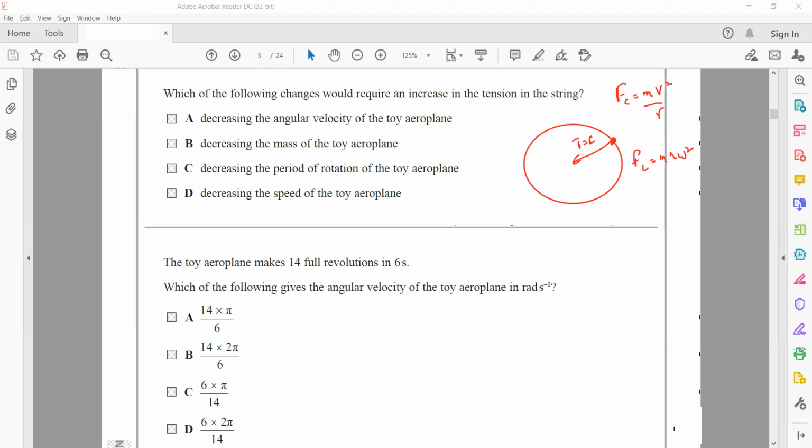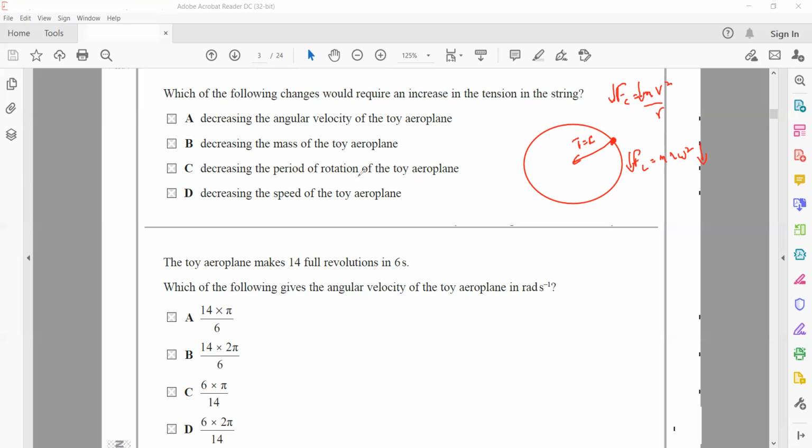So when we check the options, decrease in angular velocity. If we decrease the angular velocity, the centripetal force will decrease. Decrease the mass of an airplane. If m is decreased, the centripetal force will also decrease.